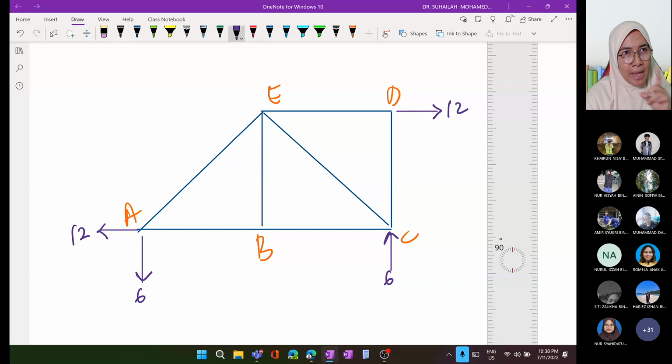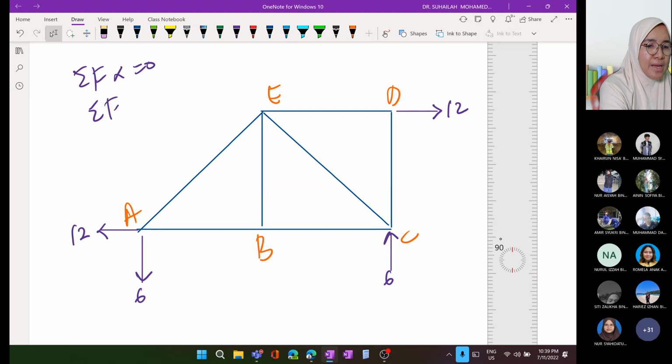There is one thing that we apply, we take from method of joint, where we have to check the joint. We have to make sure that the joint is in equilibrium in X and in Y. We have to check at each joint, at A, B, C, D and E, that total Fx and total Fy must be equal to 0.